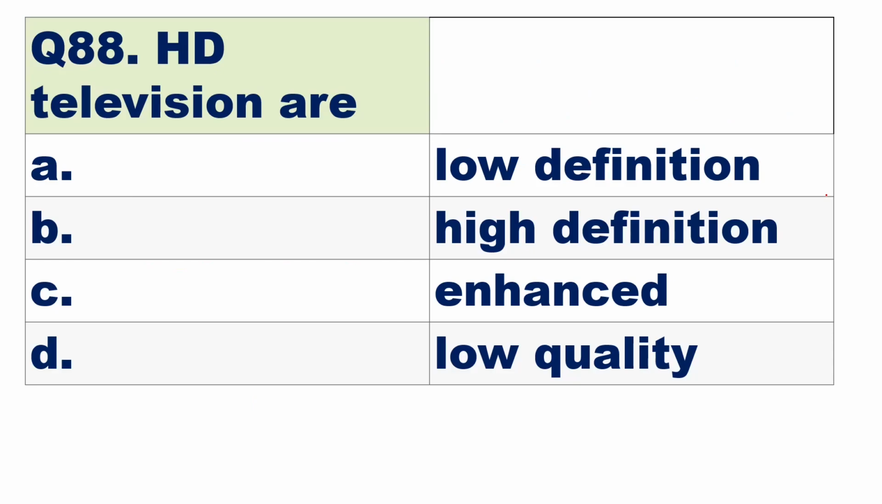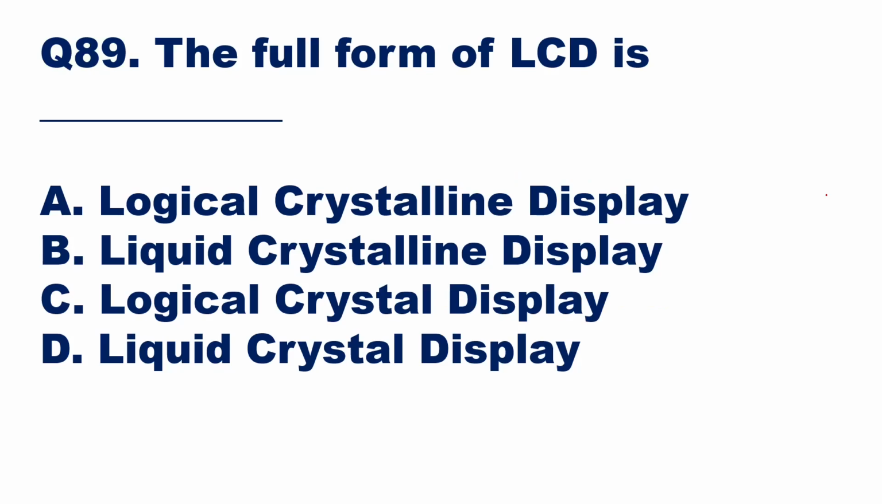Question number 88. HD television is... Now we have two types. Earlier we had SD television, SD TV, standard definition, and then we came to HD TV, that is high definition television. So HD in television terminology means high definition. So here option B will be the right answer. It is high definition. Then we'll go to the next question.